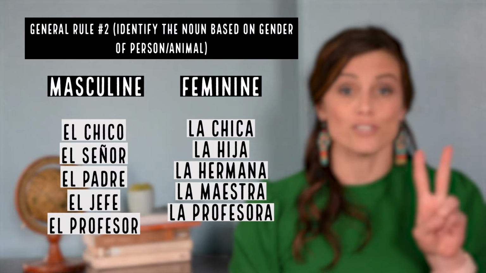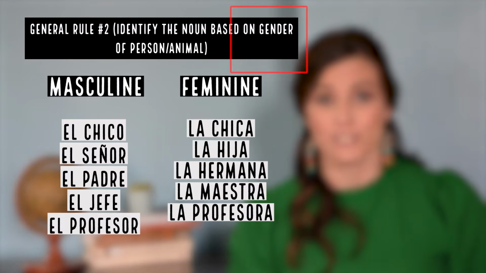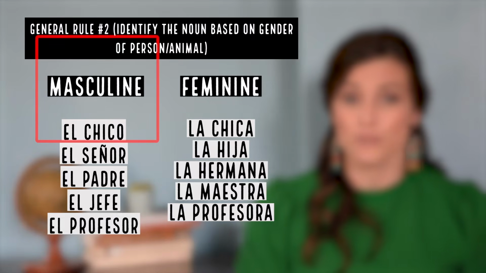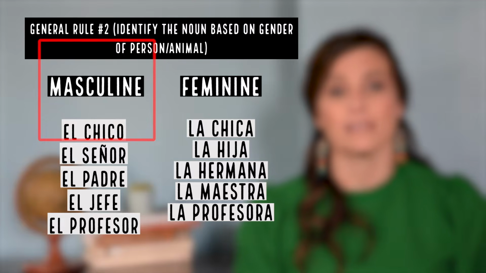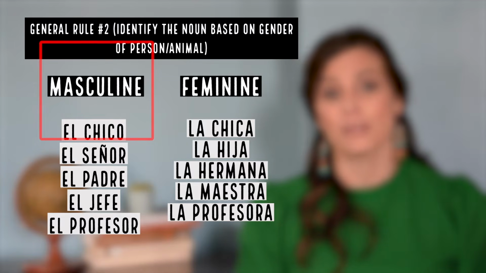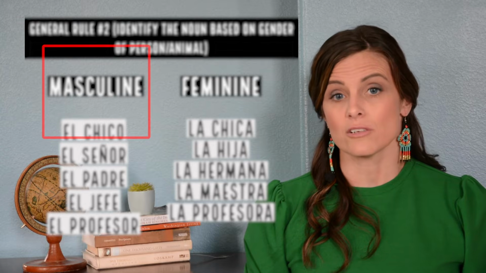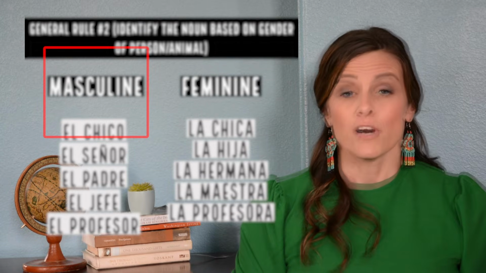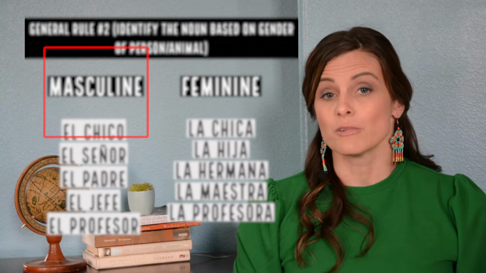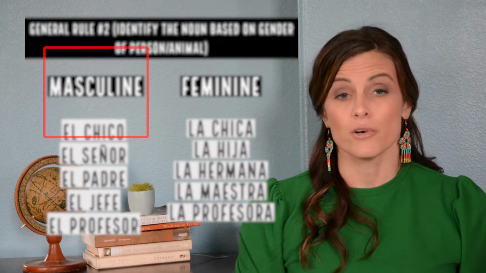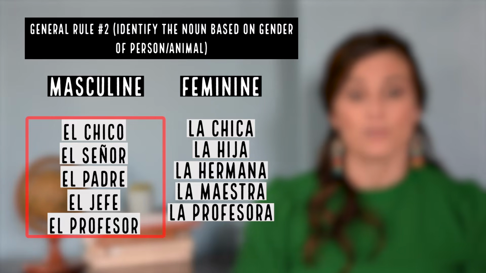General rule número dos. You can identify the noun based on the gender of the person or animal. Masculine nouns that refer to a man or a boy will be masculine. El chico, el hijo, el hermano. These are all recognizable because they are males and also because they end in an O. The following words may not end in an O, but they're masculine because they refer to a man or a boy. El señor, el padre, el jefe, el profesor.